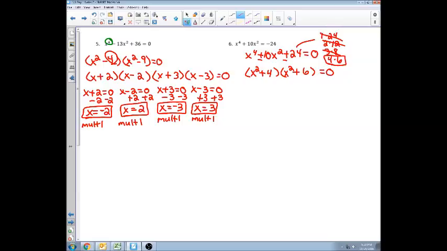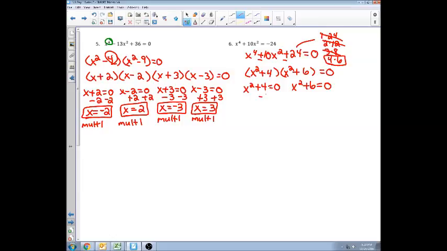Can I factor either of those further? X squared is a perfect square, 4 is a perfect square, but again I have an addition, so no, I cannot. 6 is not even a perfect square, so that should tell you right away that I do not have the difference of 2 squares. So I'm going to use x squared plus 4 is equal to 0, and x squared plus 6 is equal to 0. Now notice that the squared is not outside of a set of parentheses, which means that I do not have x plus 4 twice.